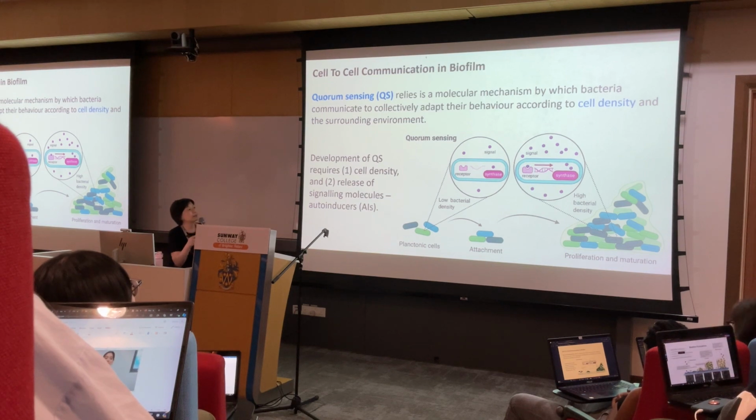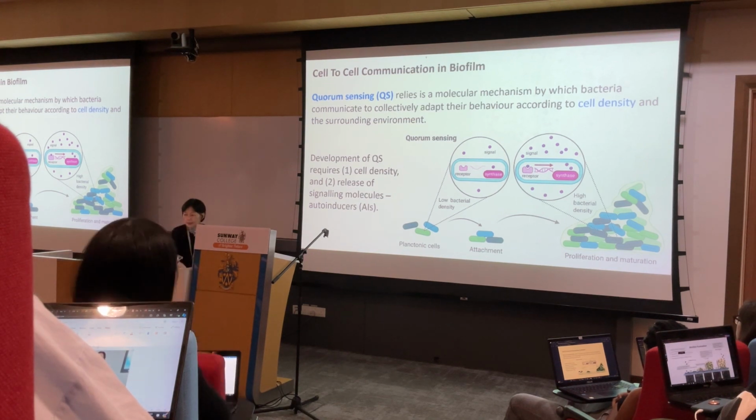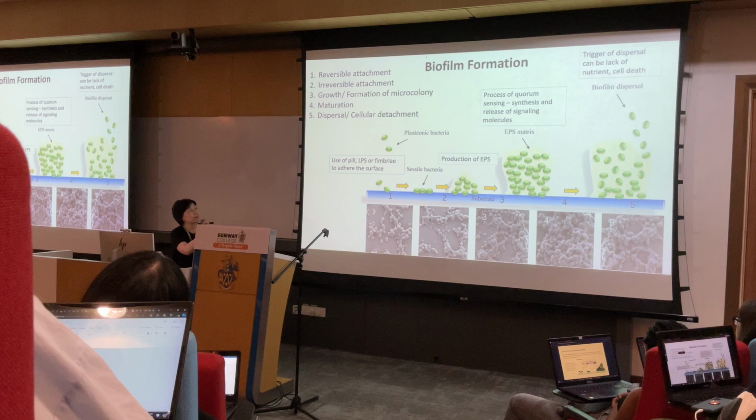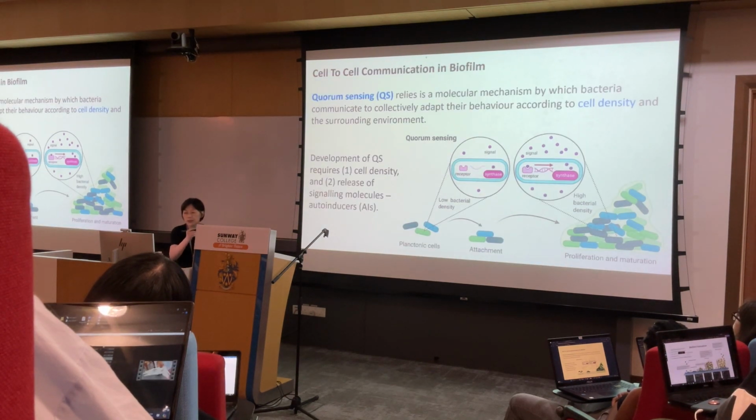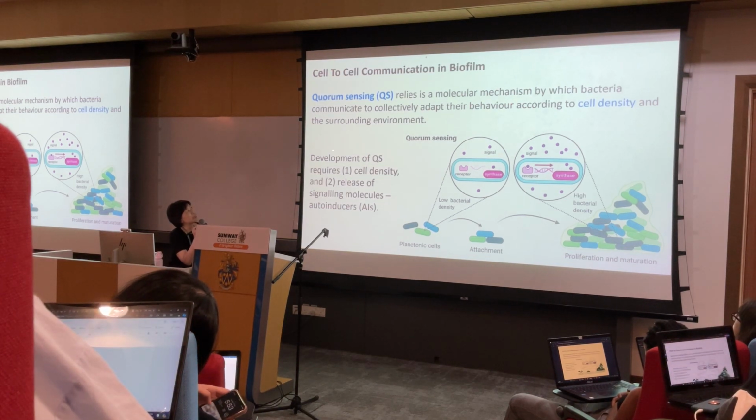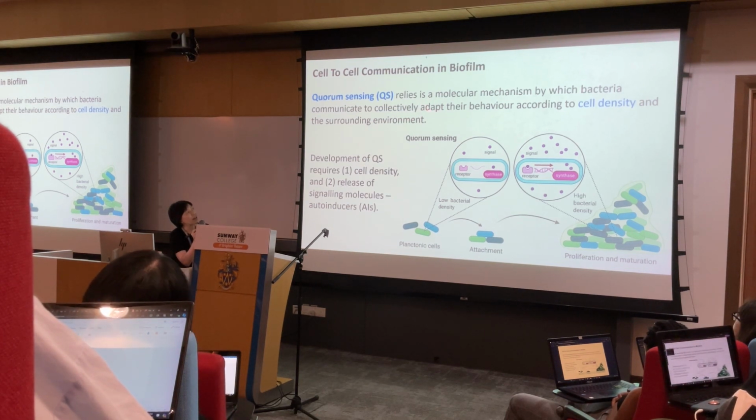Now, we talk about the biofilm. When the biofilm becomes mature, they have quorum sensing. So quorum sensing, as I explained, is communication between the bacteria. They talk to each other. So what is quorum sensing? It is using a molecule or molecular mechanism by the bacteria to communicate, right? So that they can collectively adapt their behavior.